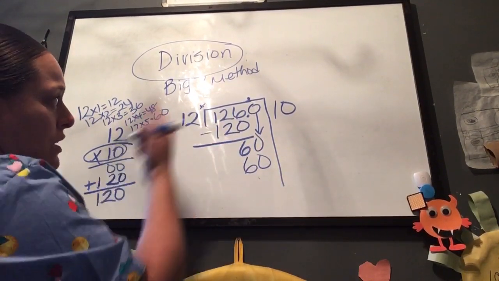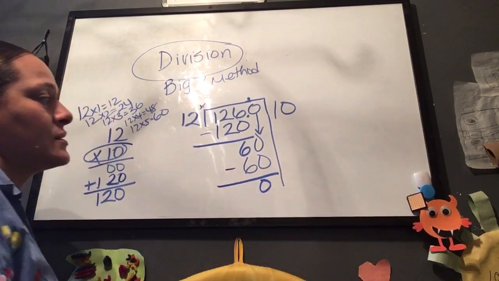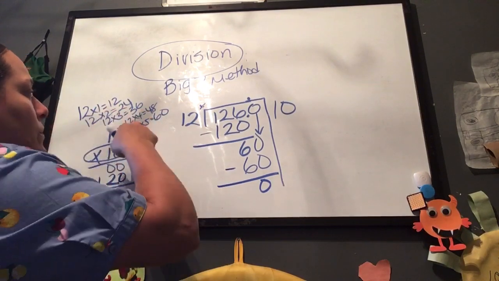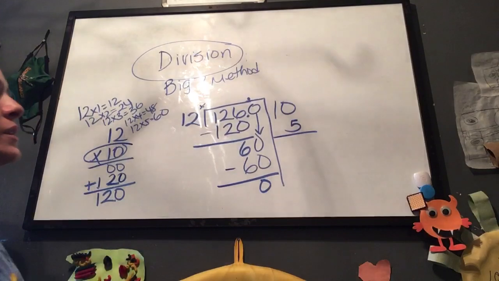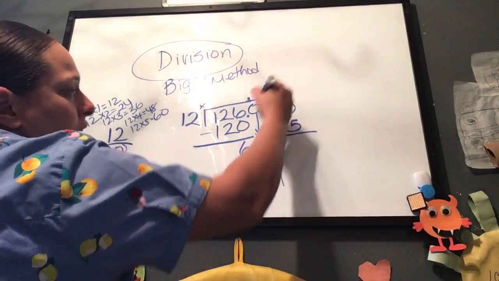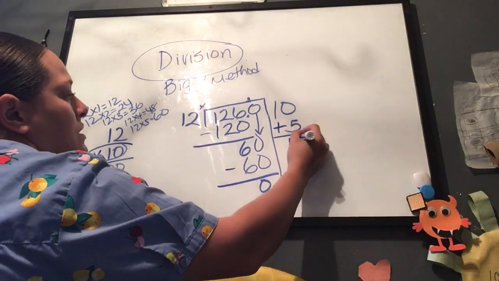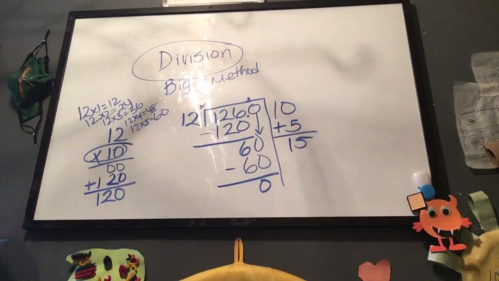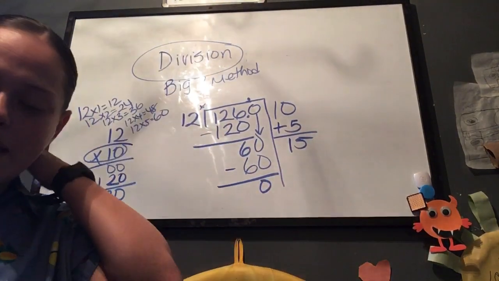And just like with the repeated subtraction, we will also subtract here. And then we're left with 0. So we had to do 5, right? So now with this, we would have to add it. So that would give us 15. And that's how you do the Big 7 method.